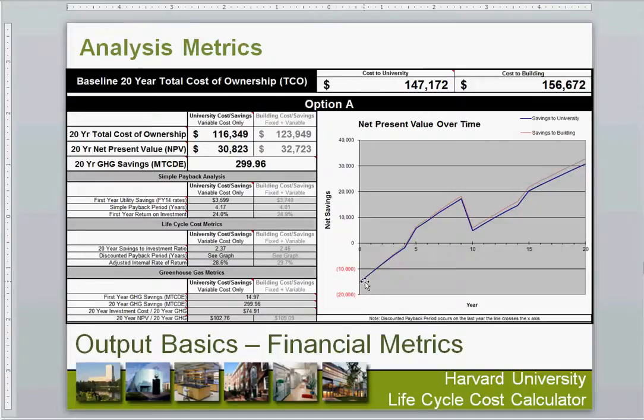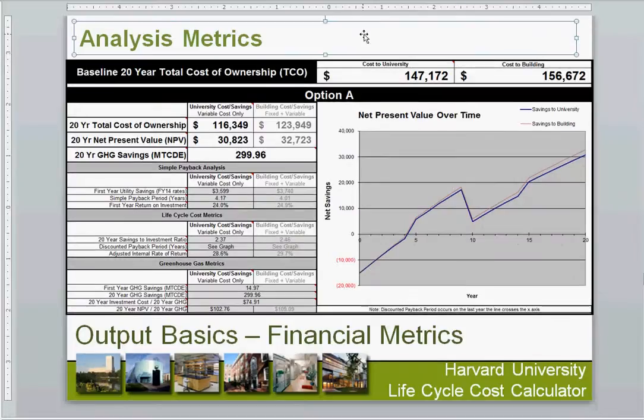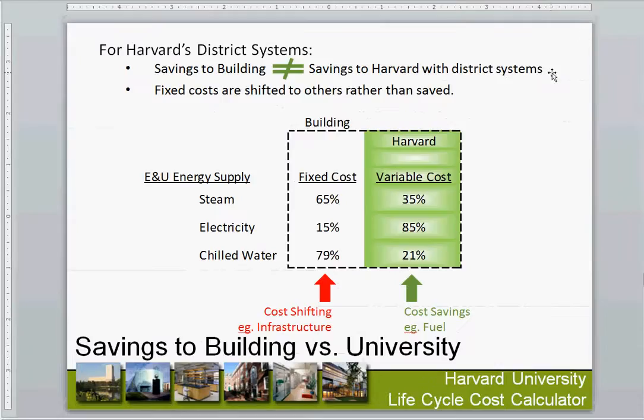When we look at approving funds for our green loan fund at Harvard, we end up requiring them to use the blue line. So they have to show a reasonable payback to the university because it's not just to the building. A little complex, I know, but it has some important implications.